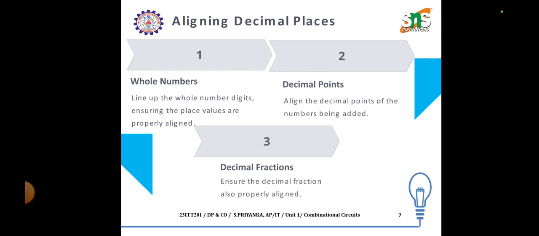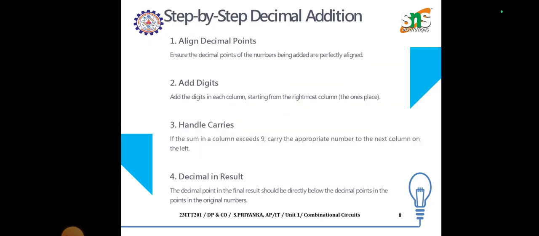Next is aligning decimal places. First is whole numbers, next is decimal points, and finally decimal fractions. Whole numbers: line up the whole number digits, which ensures the place values are properly aligned. Next is decimal points: align the decimal points of the numbers being added. Finally, decimal fractions: it ensures the decimal fractions are also properly aligned. These are all the aligning decimal points.